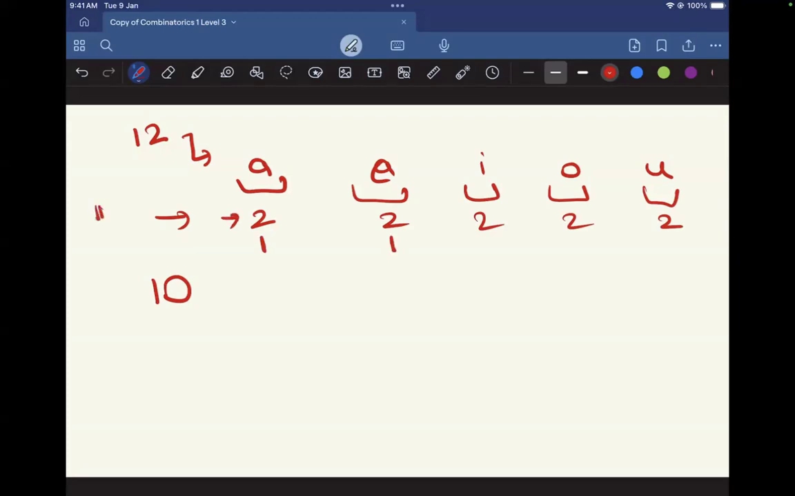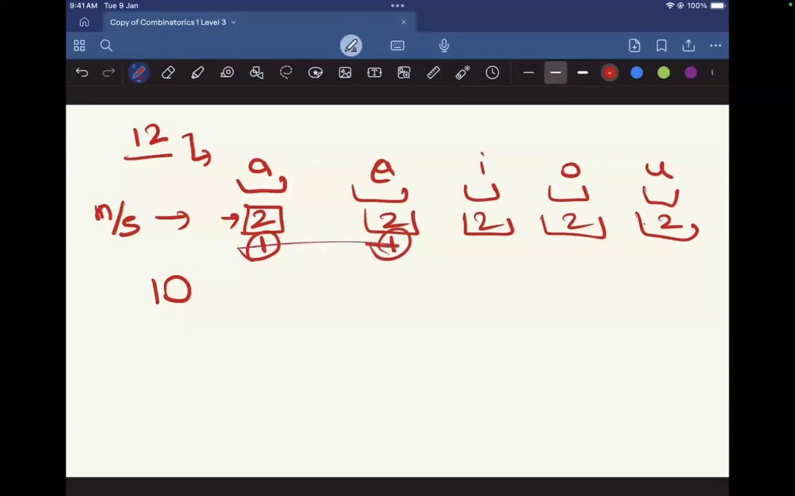This is n divided by 5. 12 divided by 5 is 2. So that is why each character will get at least a frequency of 2. And after that, I have a remainder left. Now, depending upon what the remainder is, if the remainder was 1, then I would have only A. If the remainder is 2, I would have A and E. If the remainder is 3, I would have AEI. If the remainder is 4, I would have AEIO. And if the remainder is 5, I would have AEIOU.